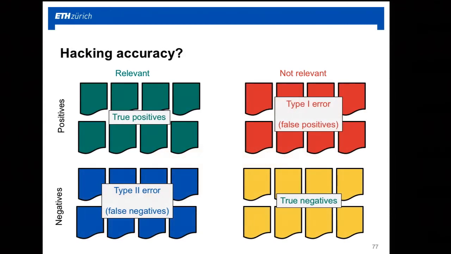So now, I have to tell you why accuracy is not good. Accuracy is not good because you can hack it. How can you hack accuracy? Imagine you're Google. You only look at the first 10 results. How can you hack your system in such a way that you get a very high accuracy with very little effort and even implementation effort?